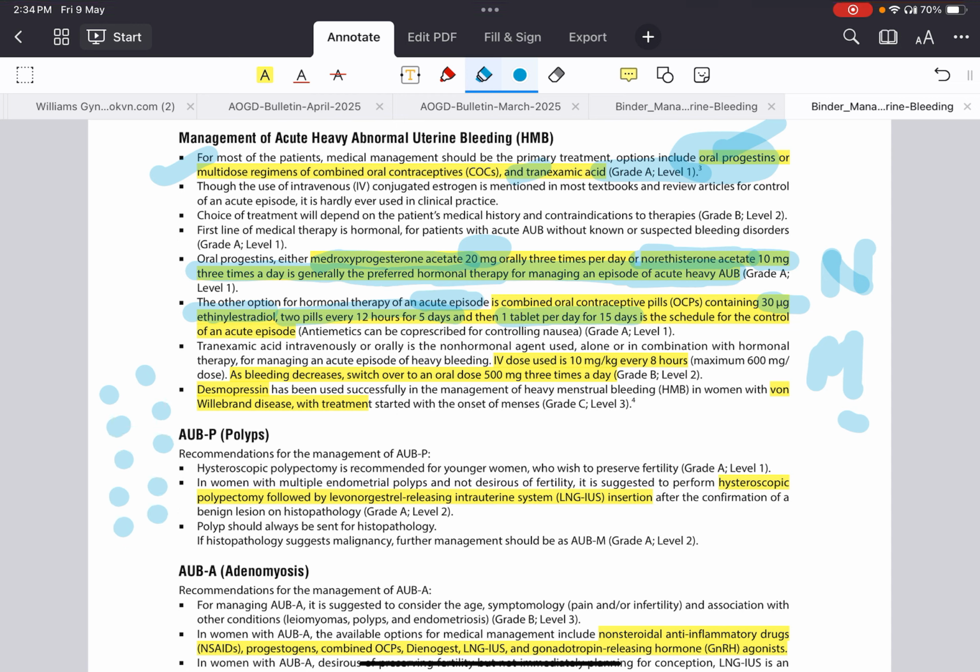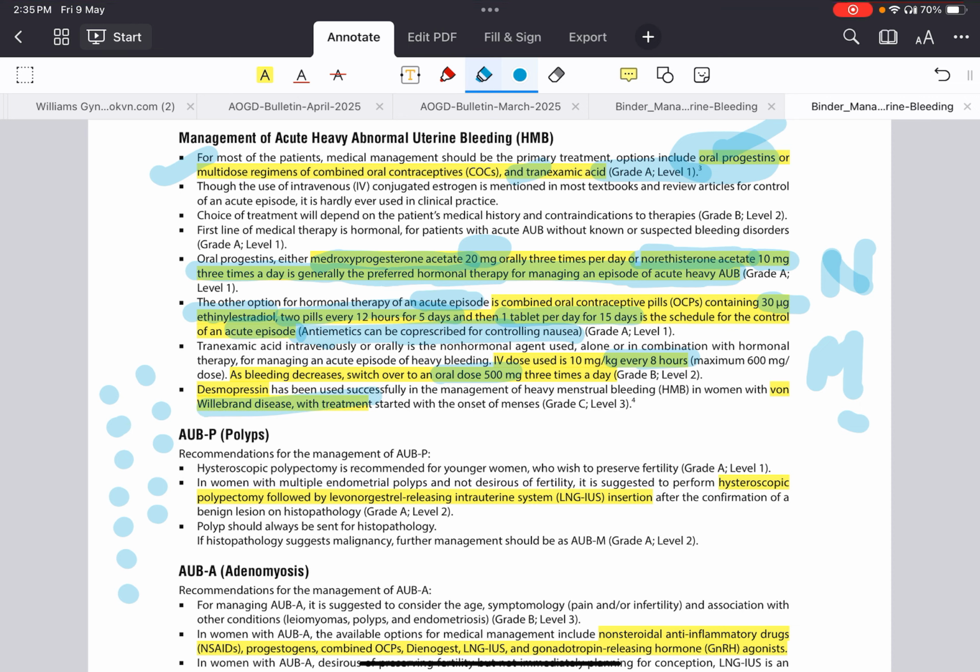After 5 days, and the next 15 days she'll take 1 tablet per day. This is to control the acute episode of bleeding. And see, oral contraceptives have a nauseating effect, so you should give antiemetics with them. Tranexamic acid can be given alone or in combination with these COC pills. IV dose is 10 milligram per kg body weight every 8 hourly. If bleeding is controlled, she should be given the oral dose.